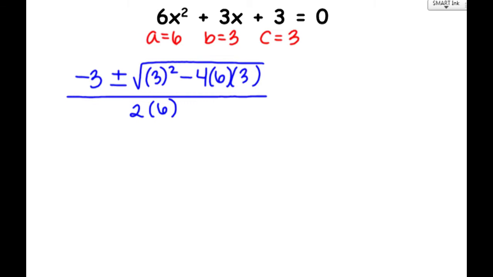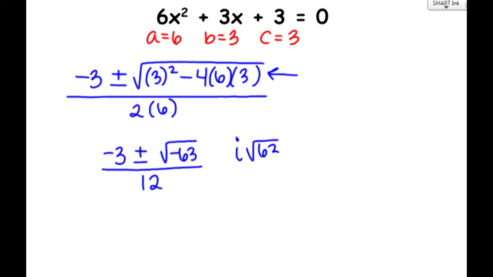The next thing we need to do is evaluate the b squared minus 4ac underneath our square root. When I take 3 squared minus 4 times 6 times 3, I get the square root of negative 63. The negative 3 is still in front, then our plus or minus sign, and it's still all over 2 times 6, which gives us 12. Now we need to simplify our square root of negative 63. Remember, when we have a negative square root, we need to incorporate the imaginary unit i. So this can change into i square root of 63.